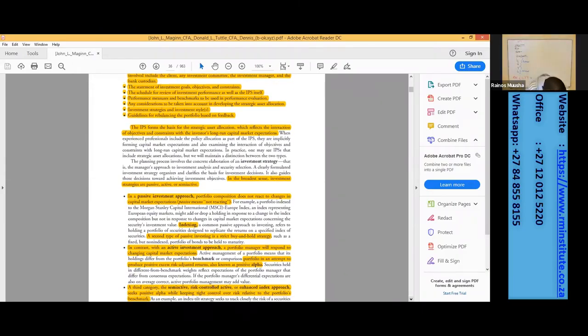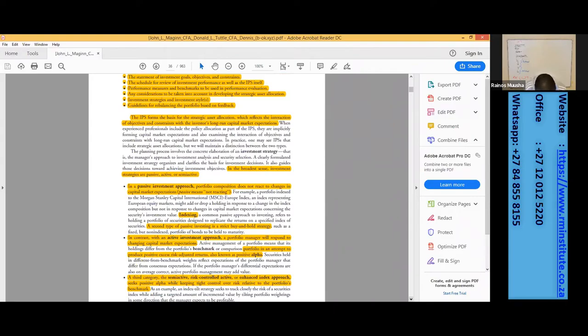So now looking at these investment strategies, the first one, which is the passive investment strategy, they say in a passive investment approach, portfolio composition does not react to changes in capital market expectations. So which means passive basically means what? Not reacting. So when it comes to passive investment strategy, the first type of passive investment strategy is basically what they refer to as indexing. So one type of passive investment strategy is what they refer to as indexing.